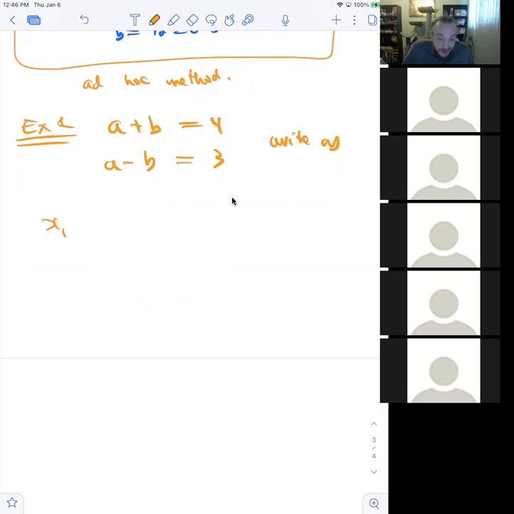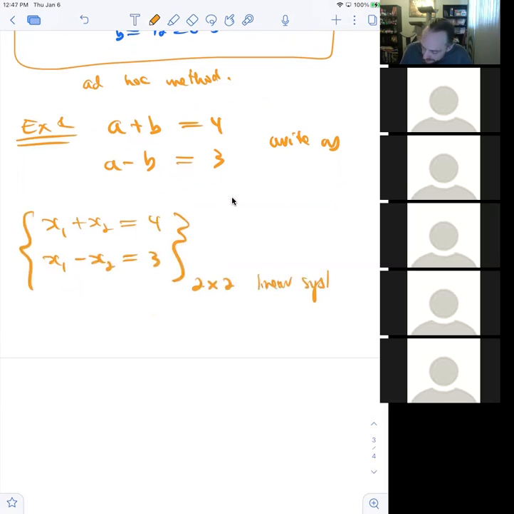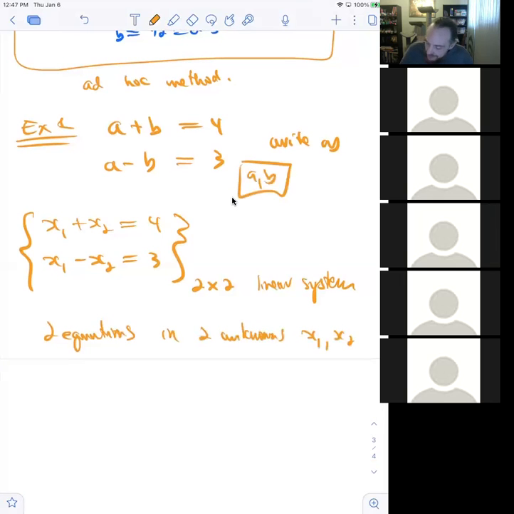instead, if you want the two variables to be fancy, x1 plus x2 has to equal 4 and x1 minus x2 equals 3. There, now I have a 2x2 linear system. Why? Because I have two equations in two unknowns, x1 and x2. Here it's a and b, but it doesn't matter. You can call them anything you want as you go through your different classes in calculus.